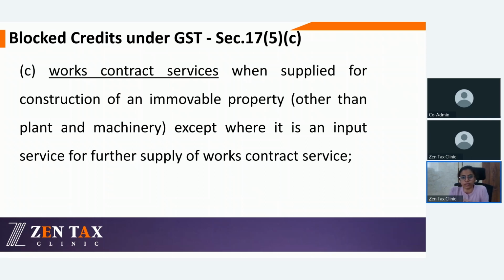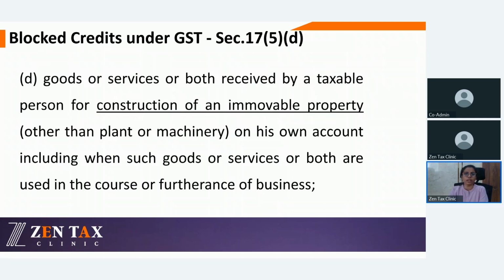Say if I'm a works contract service provider and I'm availing the service of another subcontractor, then ITC is eligible for that. But if the works contract services are used for the construction of immovable property, then ITC is blocked for that. This is with respect to works contract services. For the construction of immovable property, if any goods or services are utilized for the construction of immovable property, either on one's own account, or during the course of furtherance of business also, then in that case also, for the construction of the immovable property, ITC is blocked.